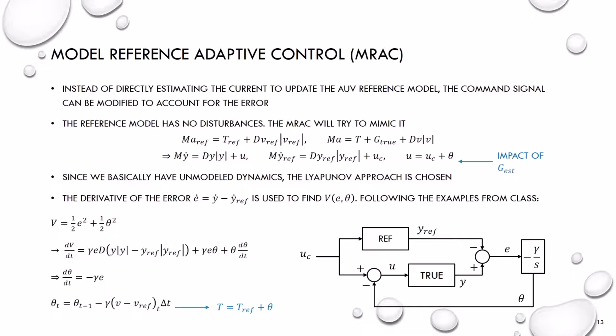Since we have unmodeled dynamics and we want to guarantee stability, we choose the Lyapunov approach. We compute the error and the derivative of the error between our true and our reference models, and we use a Lyapunov function so that we can find the update rule, which you can see on the left. On the right, we have the corresponding block diagram used to implement this particular MRAC to our system.